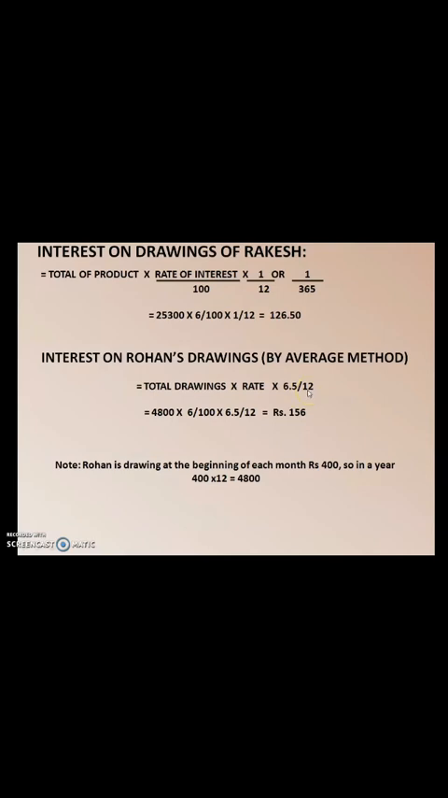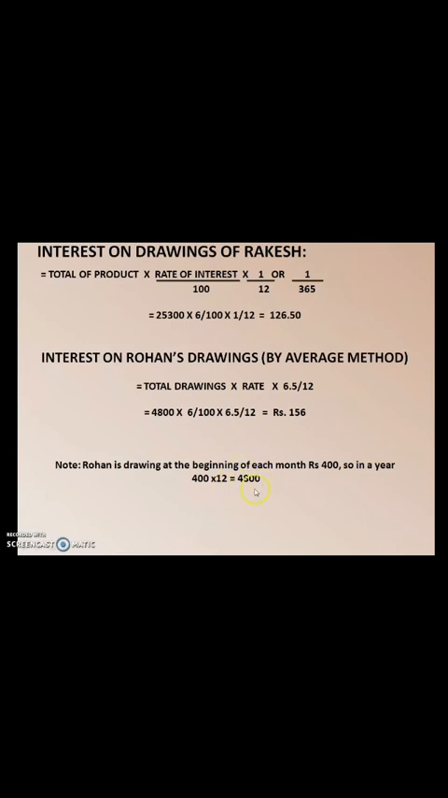In that 6 cases, out of that 6 cases, you have to use the case in which the fixed amount is withdrawn every month at the beginning of the month. So using that, you have to calculate interest on drawing of Roshan in the following way. First thing is total drawing. So he is withdrawing 400 rupees, but that is monthly. You have to convert it yearly. So 400 into 12. So that will give you 4,800.